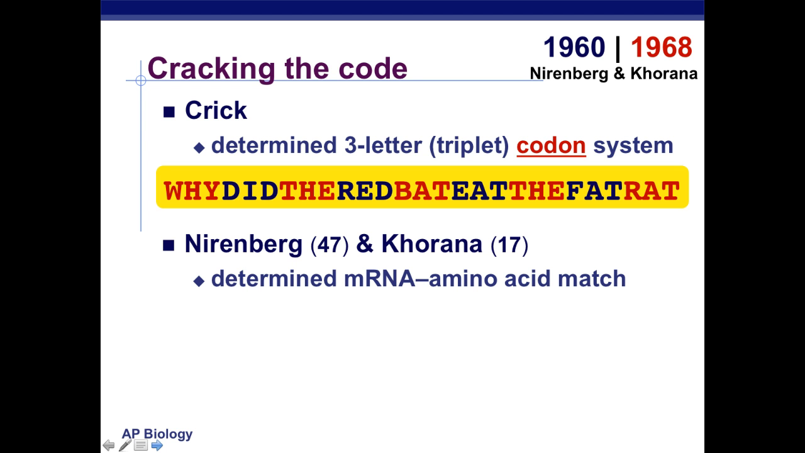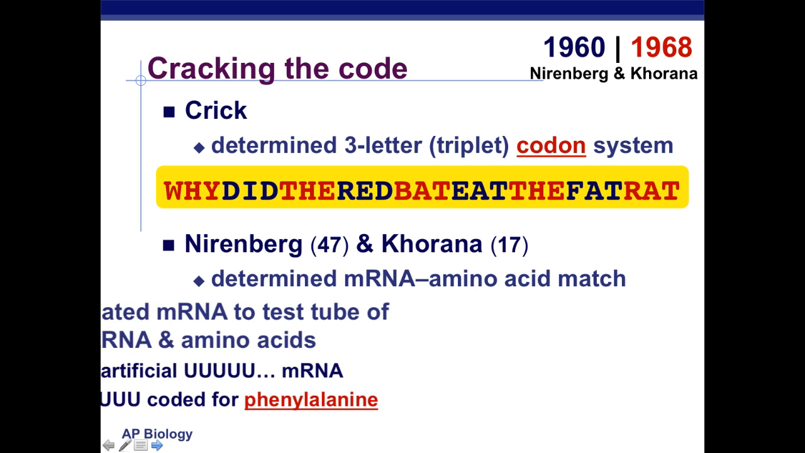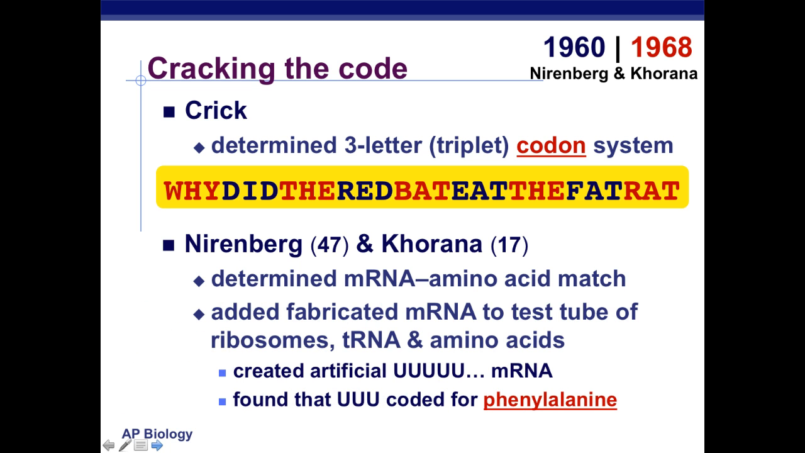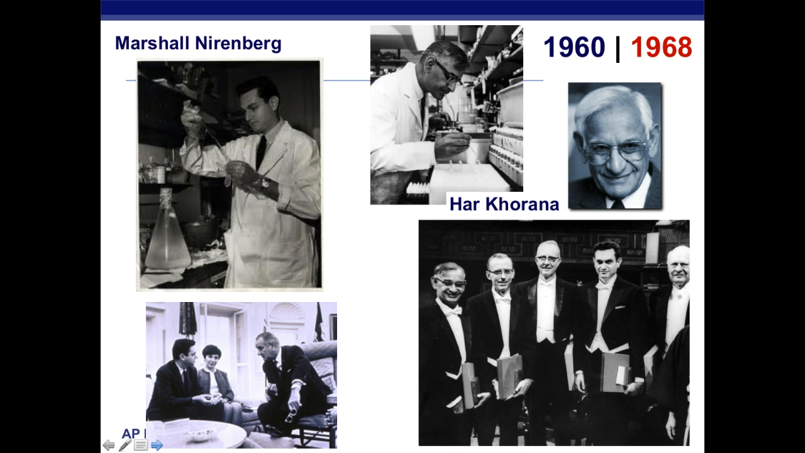Nirenberg and Khorana determined the mRNA amino acid match. They added fabricated mRNA, so made up mRNA, to a tube of ribosomes, tRNA and amino acids. When they created the artificial UUU of mRNA, they found that UUU coded for phenylalanine. So these are the gentlemen, Marshall Nirenberg and Har Khorana.